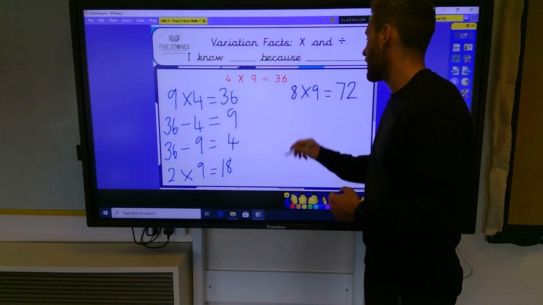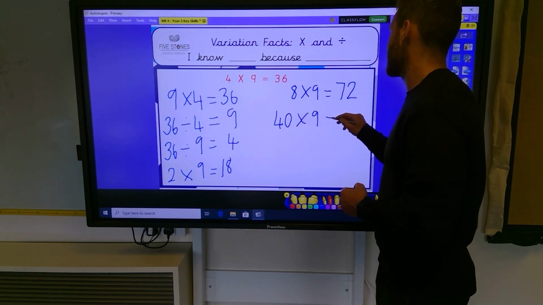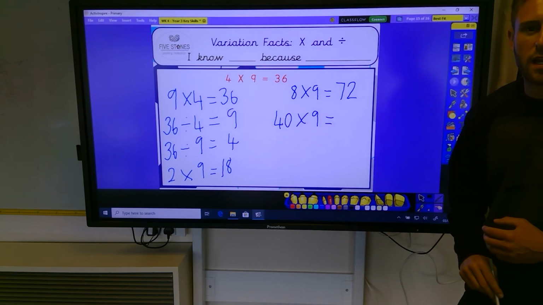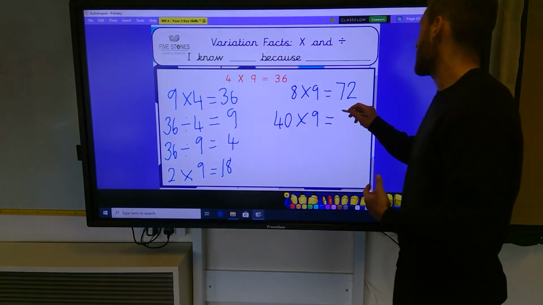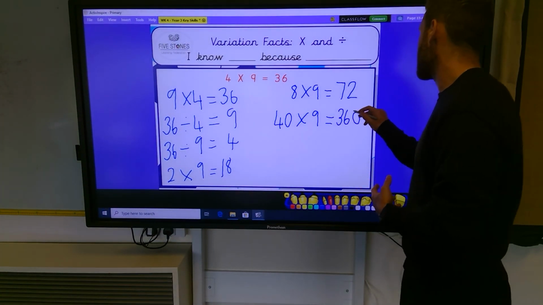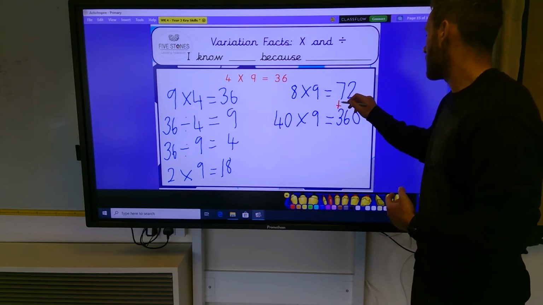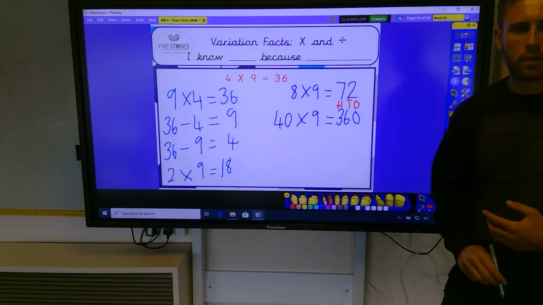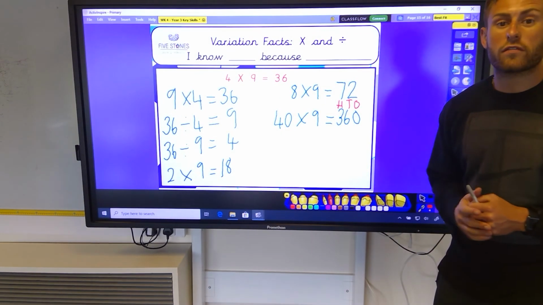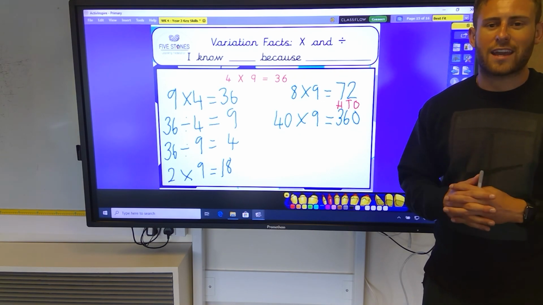And then some of you might have actually gone for 40 times 9. So instead of looking at it as 40 times 9, 4 tens times 9, meaning we will have 36 tens, which we know and we're confident with being 360. Fantastic. If you've got any other facts, let your adult check just to make sure that they are accurate.